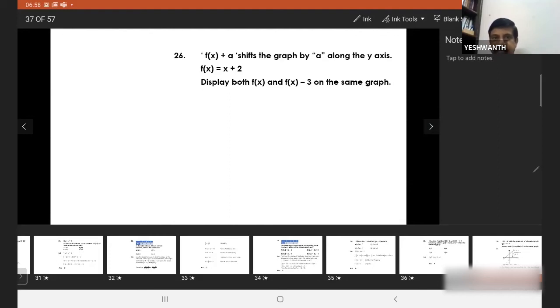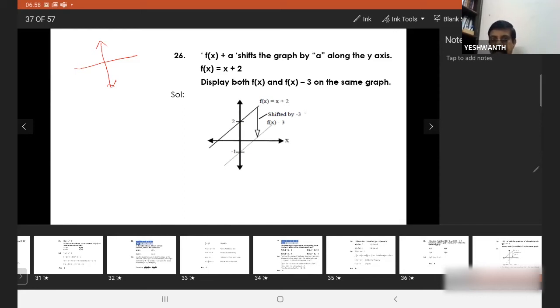f of x plus a shifts the graph by a units along the y-axis. Along the y-axis means, this is the y-axis. Okay. So f of x equal to x plus 2. Display both f of x and f of x minus 3 on the same graph. Look at this. f of x equal to x plus 2 means you put x is 0, y equal to 2. This is one coordinate. And y equal to 0, x is minus 2. This is another point. Using that, the graph becomes the above one. This is the graph of f of x equal to x plus 2. You see, this is 0, comma 2, and this is minus 2, comma 0.